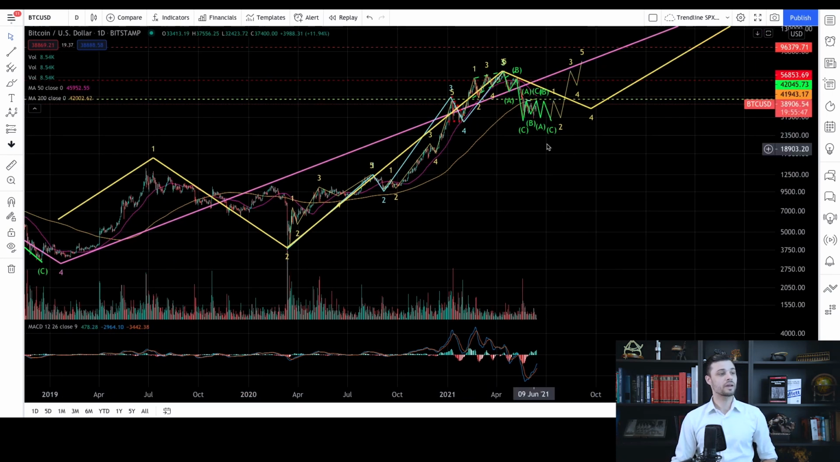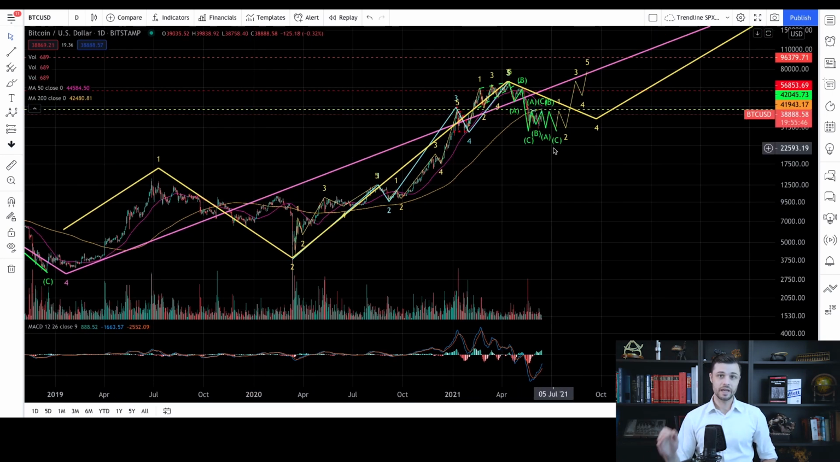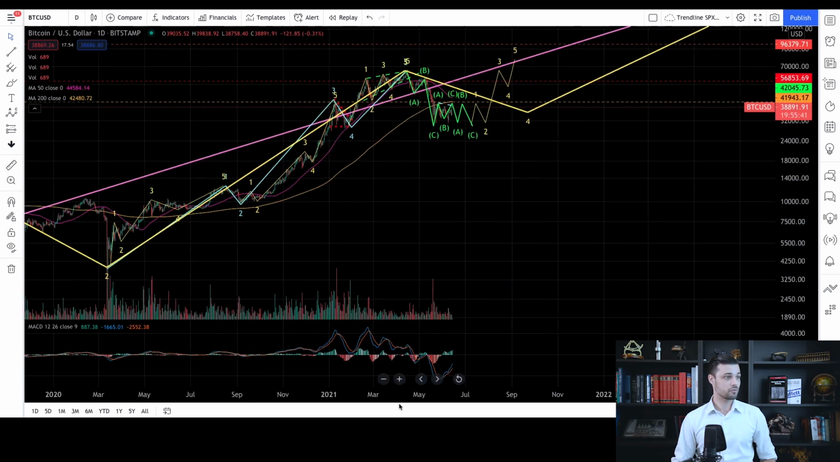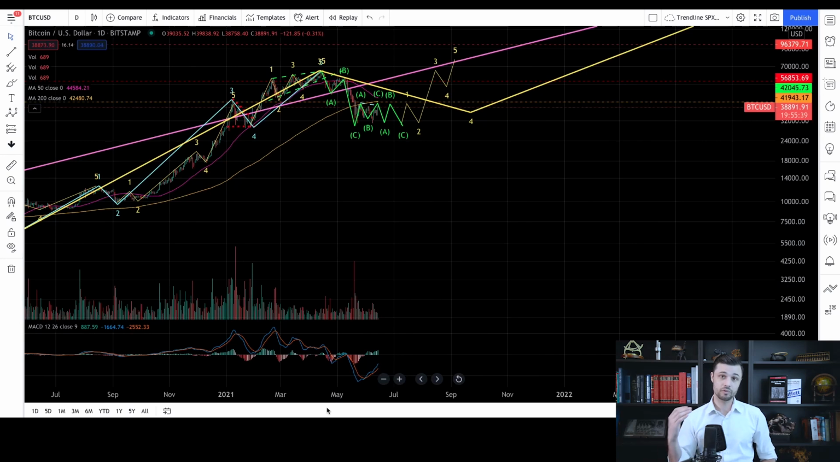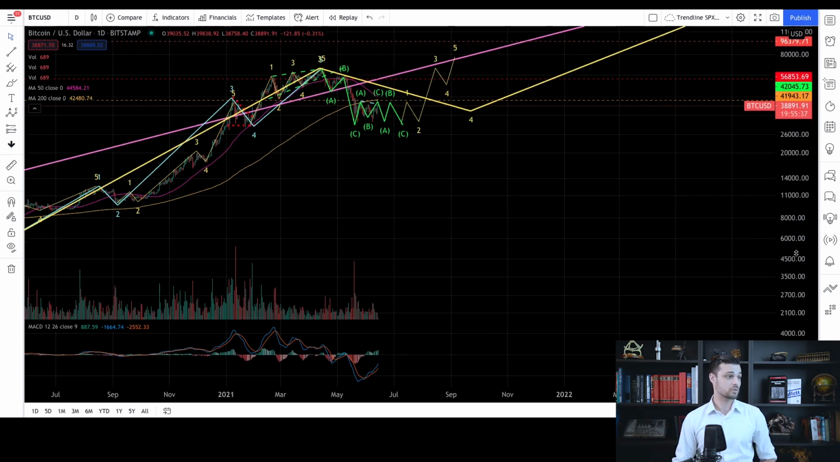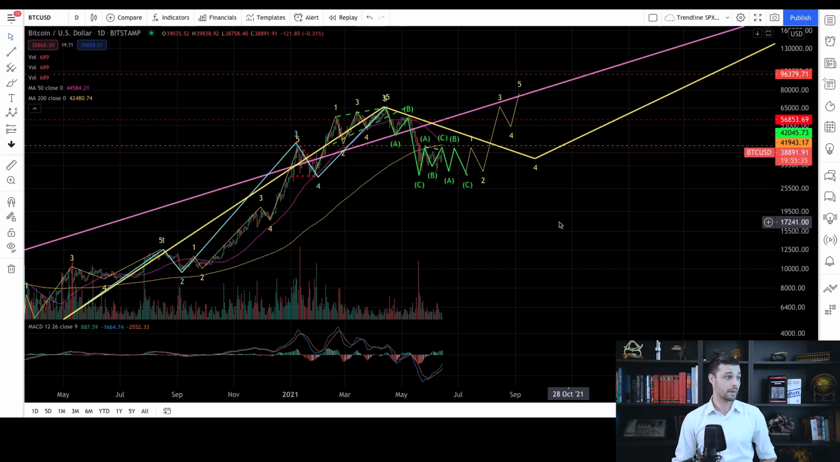So we are wondering what kind of pattern we can have here. And I'm coming to this. I'm going to give you guys what you're here for. I'm going to give you my different scenarios. I'm going to give you my preferred scenario. I'm going to give you my targets, and I'm going to tell you when this is probably going to happen.